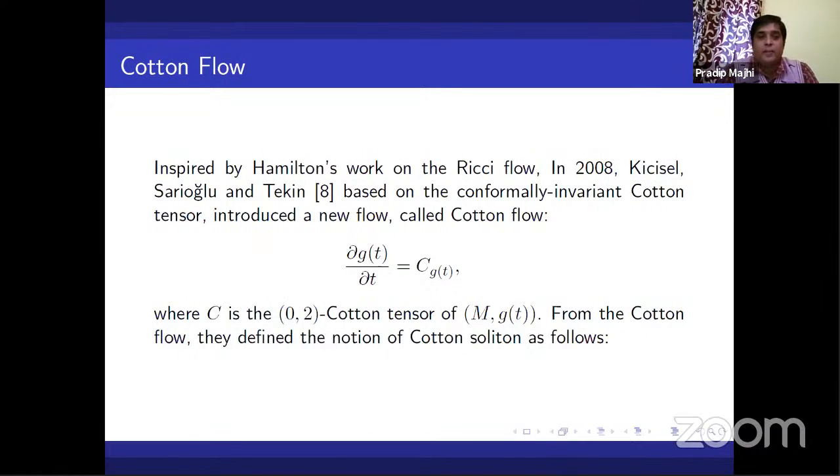Now, inspired by Hamilton's work on the Ricci flow, in 2008 Kisisel et al., based on the conformally invariant cotton tensor, introduced a new flow called the cotton flow, and this is the differential equation of the cotton flow, where C is the (0,2)-type cotton tensor of the Riemannian manifold (M, g). From the cotton flow they define the notion of cotton soliton as follows.